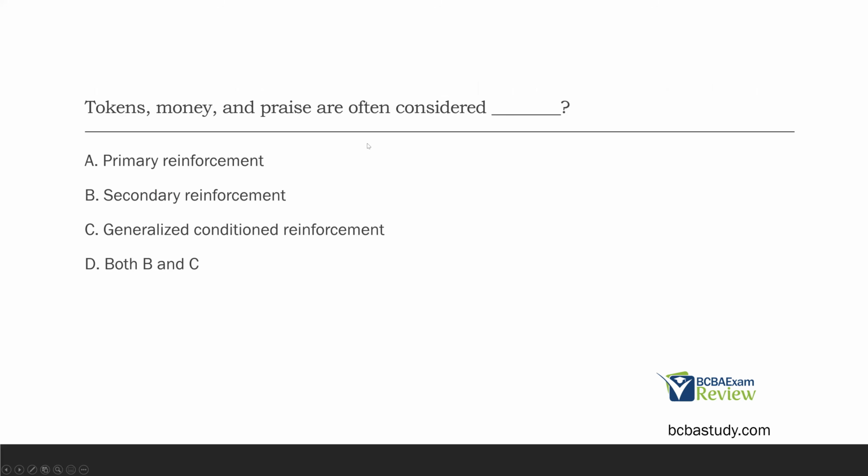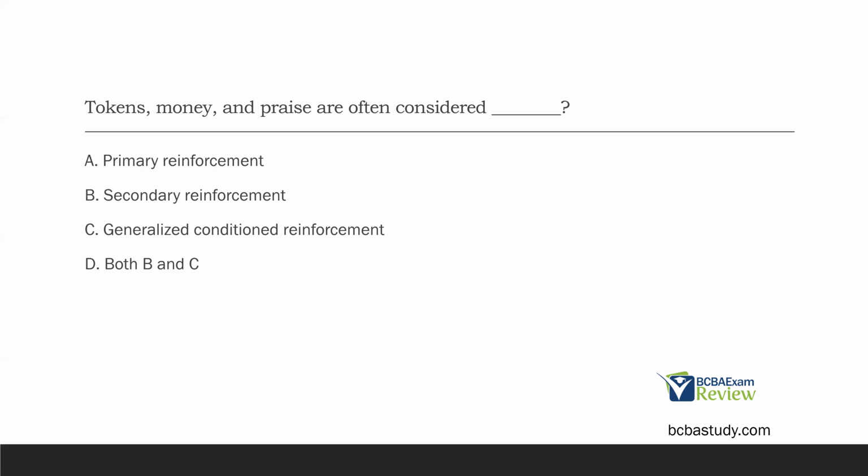Tokens, money, and praise are often considered what? Pretty straightforward question. Yes, some questions are easy. There's a lot of questions on this exam. Some of the questions are going to be easy. I see all the time in tutoring people missing easy questions. Why? They go too quick. They know it's an easy question. They don't take their time. Take your time. You have plenty of time on the exam. So tokens, money, and praise are considered what?